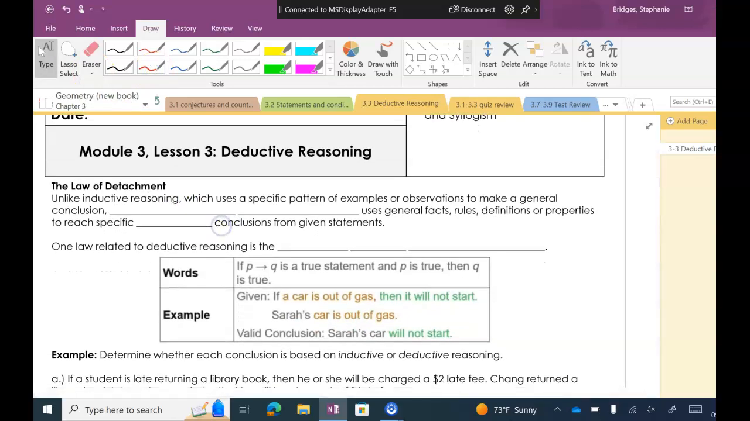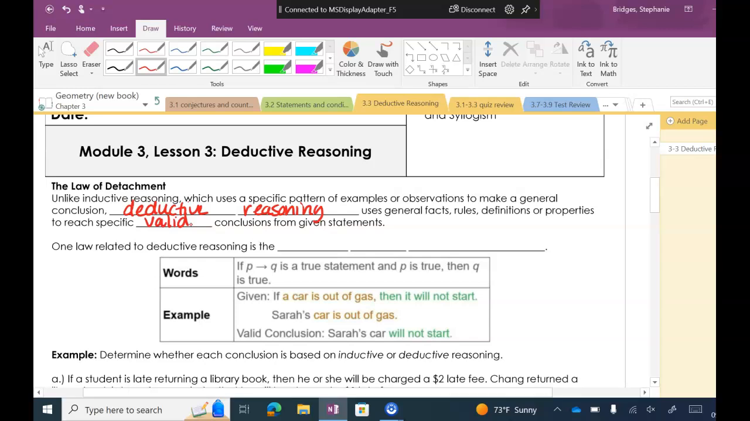Okay, so unlike inductive reasoning, which uses specific patterns or examples or observations to make a general conclusion, deductive reasoning is how we say it, deductive. Deductive reasoning uses general facts, rules, definitions, or properties to reach specific, valid conclusions. So for deductive reasoning, you use rules, laws, facts, things like that, theorems that we'll get to in the next few sections.